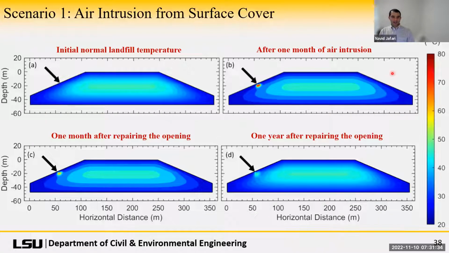So we started to then incorporate oxygen into the landfill. The first scenario that we looked at is air intrusion from the surface cover. And so what we see here is if you just open up the cover system and you have the gas wells operating, it does actually bring in oxygen to the landfill just because you have a delta in pressure gradients. Now, it is very localized. You get that 80 degrees C in a very localized region next to the side slope. And after 1 month of opening and a year after repairing, most of those temperatures have pretty much died down to what's normal in the landfill, very localized.